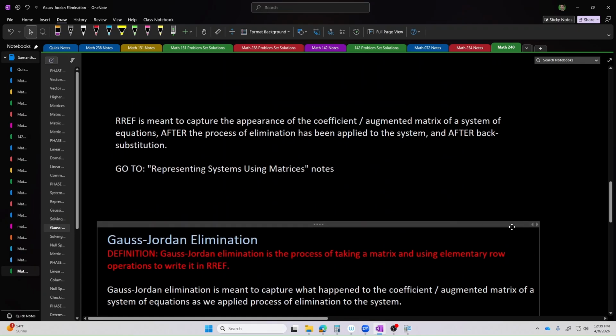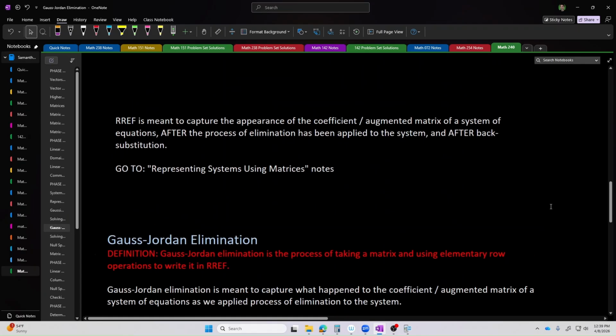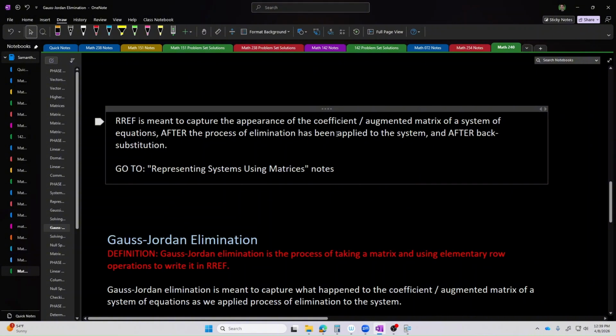Once again, the requirements for reduced row echelon form might seem a little strange and a little bit arbitrary, but reduced row echelon form is meant to capture what a system of equations looks like after you have performed certain steps to solve that system. In this case, it is meant to mimic the appearance of a system of equations after you have eliminated the variables and also after you've completed all necessary back substitution.